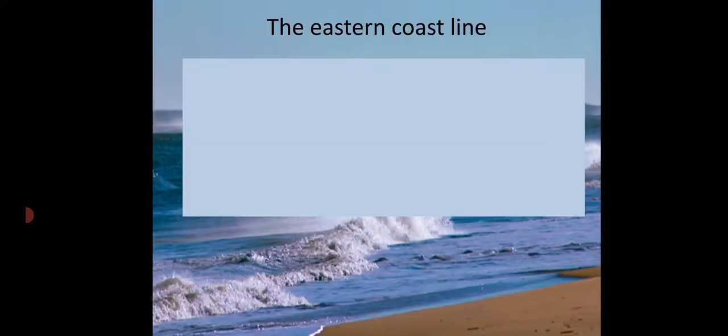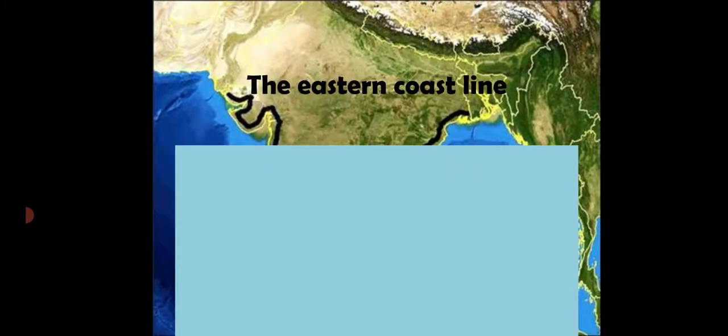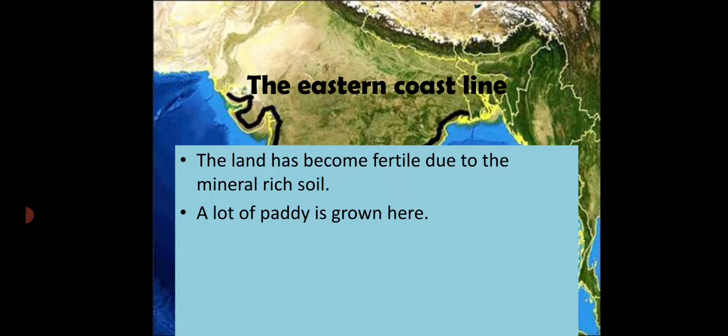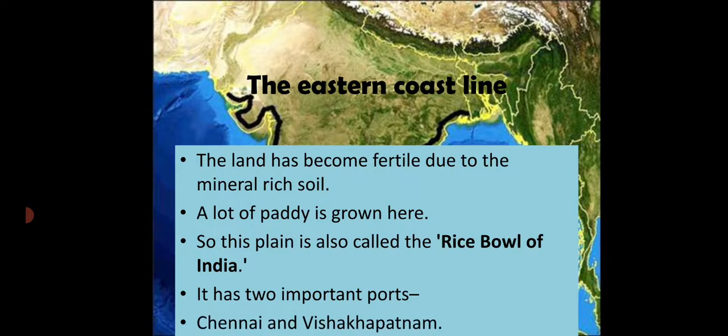The eastern coastline. The major southern rivers like Mahanadi, Godavari, Krishna and Kaveri all form deltas along the eastern coastline. On the eastern coastline, the land has become fertile due to the mineral-rich soil. A lot of paddy is grown here, so this plain is also called the rice bowl of India. It has two main important ports, Chennai and Visakhapatnam.